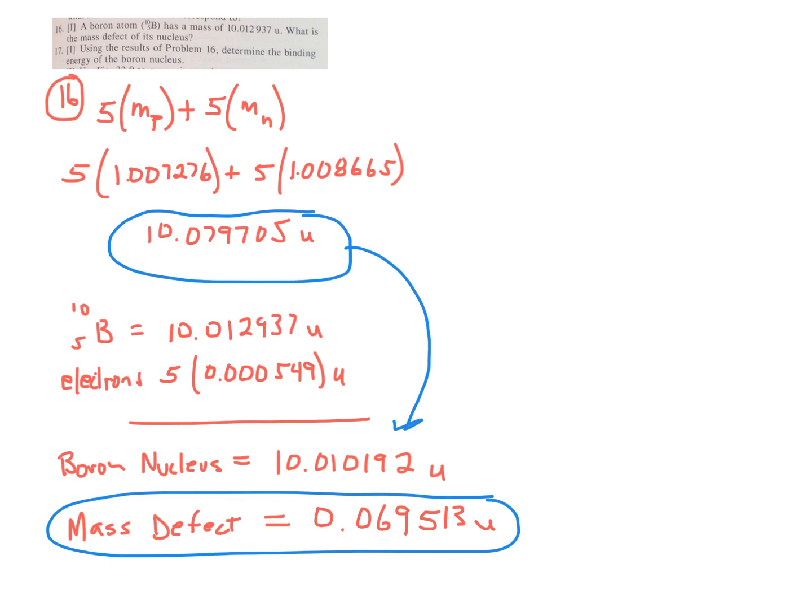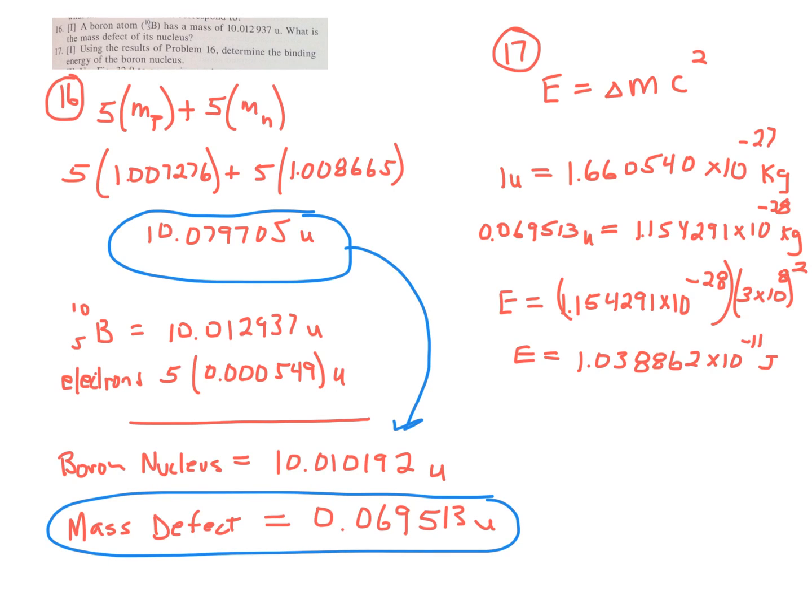All right, problem 17. So problem 17 then is just plugging into E equals delta M c squared, where delta M is the mass defect. I've converted the mass defect of 0.06953 atomic mass units into kilograms. That's 1.154291 times 10 to the negative 28 kilograms.